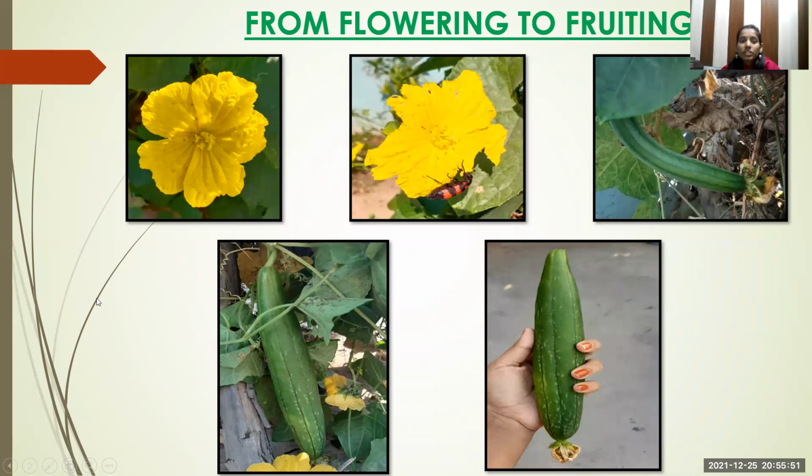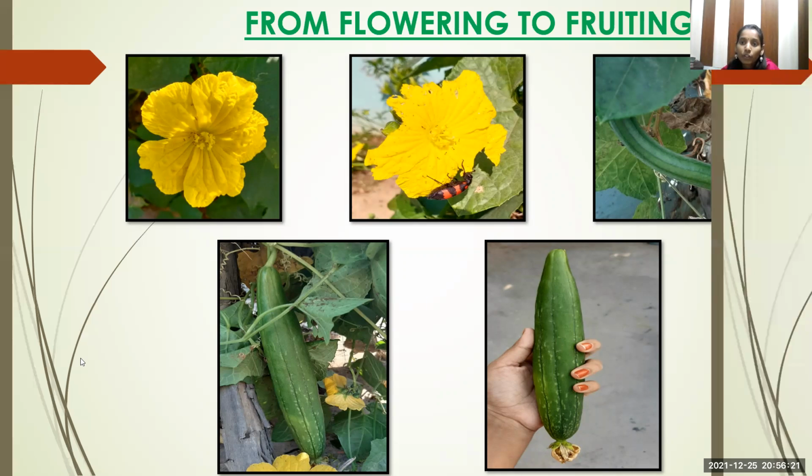Now these are some pictures which I have clicked from my terrace garden. See, this is the flower of sponge gourd. In local language, you call this vegetable as tori. Then this is the pollinator bringing the pollen grains to the stigma. Then after fertilization, the ovary is converted into fruit. This is the matured fruit, and this matured fruit contains seeds. These seeds will germinate into a new plant.